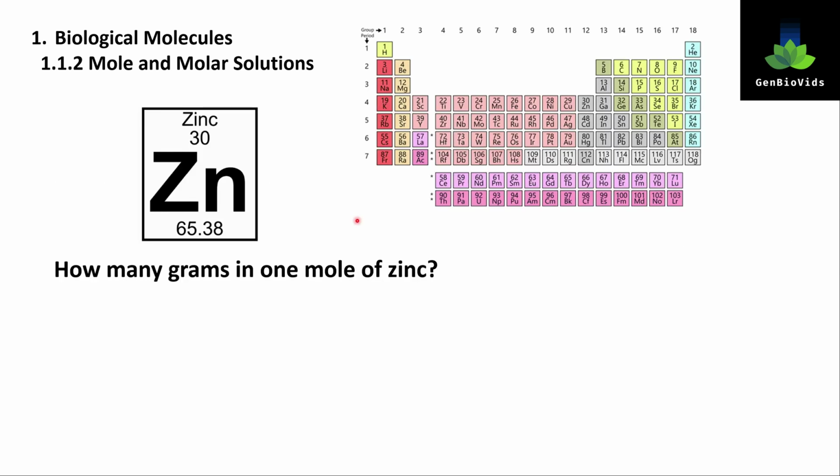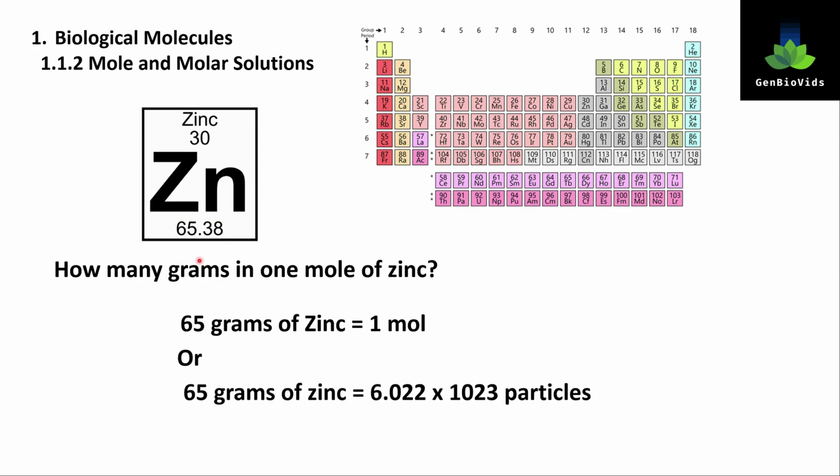So we can take any element from the periodic table. I've chosen zinc here. The atomic mass number is at the bottom here, 65.38. So could you tell me how many grams are in 1 mole of zinc? Well, that's easy, it's just the atomic mass number itself. So, rounded down, 1 mole of zinc is equal to 65 grams. Or, another way of saying this is 65 grams of zinc has 6.022 times 10 to the 23 particles in it.